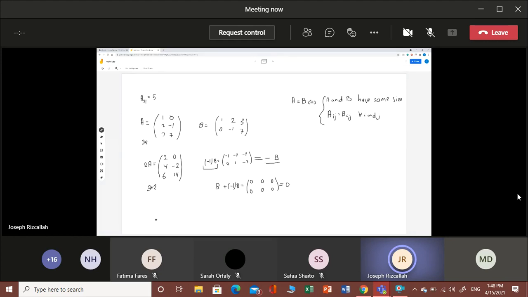So, for example, if I want to get the negative inverse of A, I simply change every entry in A into its negative. Right? So I get -1, 0, -2, 1, -3, and -7.